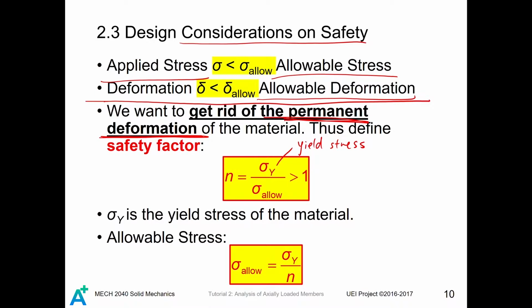Therefore, we try to get rid of the material holding a load which is larger than the yield stress. So we define the safety factor to be the yield stress divided by the allowable stress, and notice that it should always be greater than 1. That means your allowable stress should never be greater than the yield stress of the material. The allowable stress is just a rewriting of this safety factor formula: sigma allowable equals the yield stress divided by the safety factor.